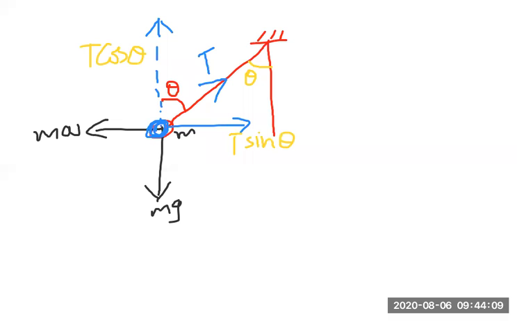Where do we get the cos term? Simple technique to remember: the cos term is always along the line where the angle is made. So I can write here T cos theta. I resolve T into components: this is T cos theta and this one is T sin theta.